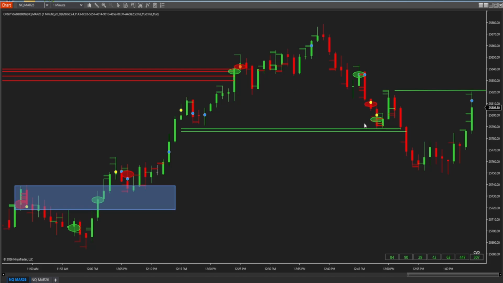Right here, double stacked buy imbalance of 5 times more buyers than sellers, and we got a double stacked area right there. That is 8 ticks of 5 times more buying than selling right there. Because remember, for one line, it has to be one whole point of stacked imbalance. 4 stacks equals one line right here. And then that right there, we came back down to it and we bounced off of it and ran up.